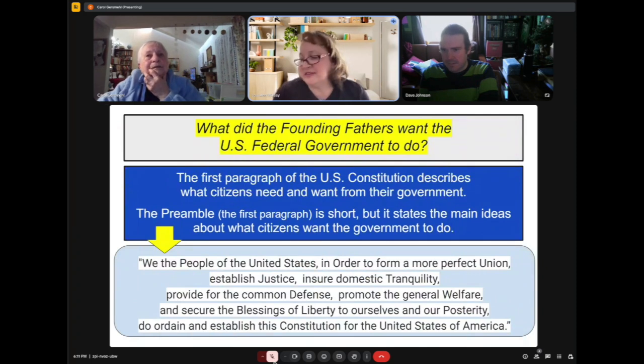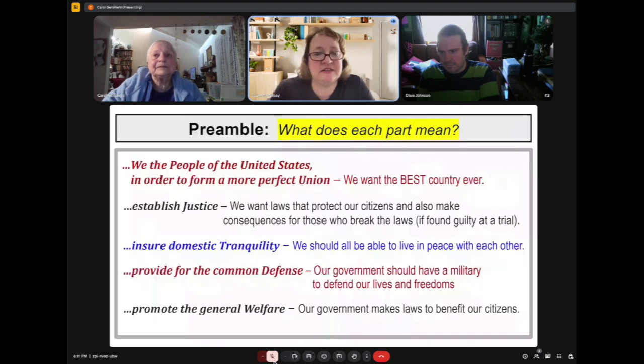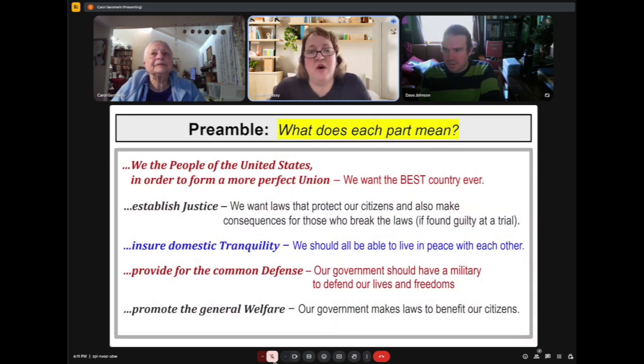And this is the preamble. What's the first paragraph? What is the preamble? What does it do? So this is the preamble of the Constitution. It's very short, but it has the main ideas about what the citizens wanted the government to do. So that's there. And then on the next 2 slides, we go through what each section, what each part means.